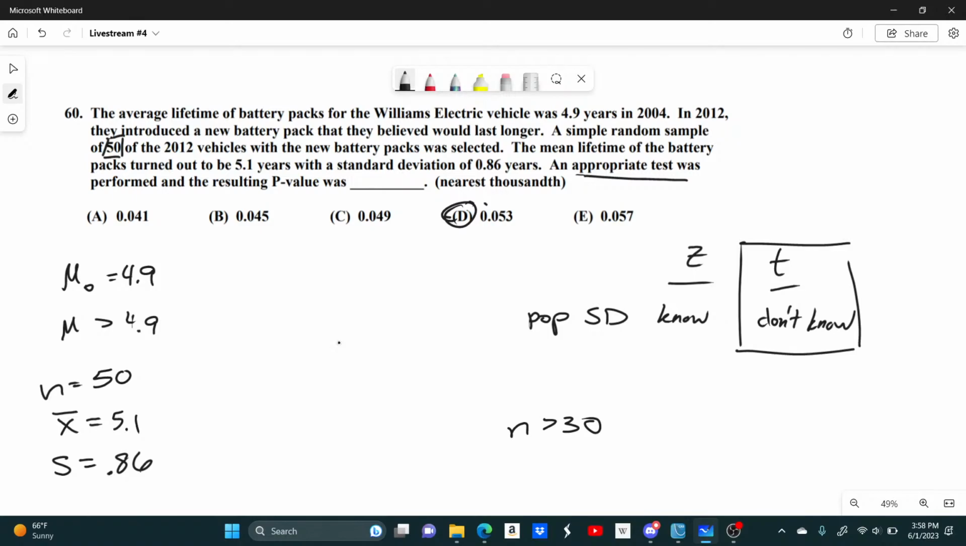Well, anyway, that's answer choice D. Just as a rule of thumb, that was wrong, so go ahead and ignore that. But basically, you don't know the standard deviation because you calculated it from the sample. It's not the population standard deviation. And so that's why you would use a t-distribution, or a t-test. All right, so that's about it.